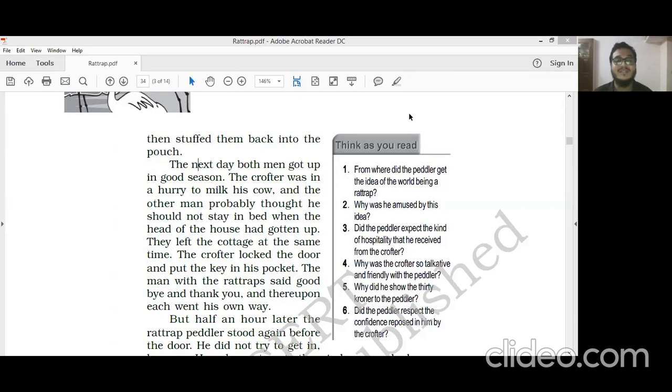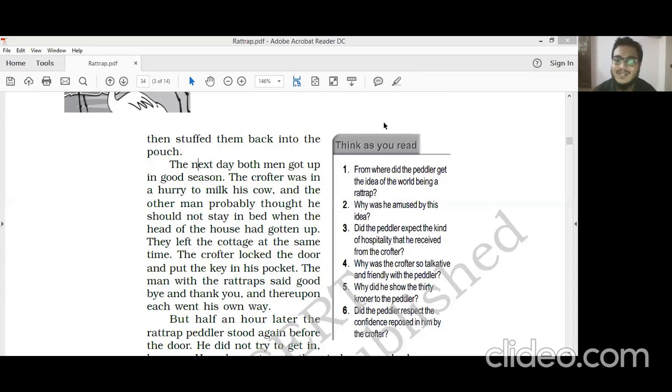The crofter was in a hurry to milk his cow, and the other man thought he should not stay in bed when the head of the house had gotten up. Students, you can clearly understand what I explained just now. When the host is up, you cannot sleep; you have to leave the bed. Similarly, it happened here. The host is getting ready to go out for his work, and the guest cannot sleep.